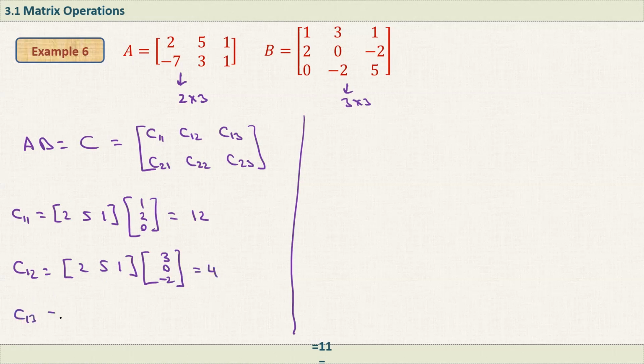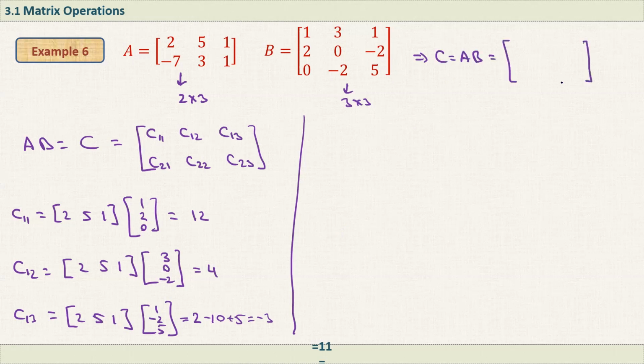And how about C13? The first row, 2, 5, 1, by the third column. That is 1, negative 2, 5, the third column of B, which is equal to 1 times 2, it is 2, negative 2 times 5, negative 10, 5 times 1 plus 5. It is negative 8 plus 5, that's negative 3. So now we got the first row. Let me just write here. The C that's equal to A times B will be something like this. The first row entries are 12, 4, negative 3.